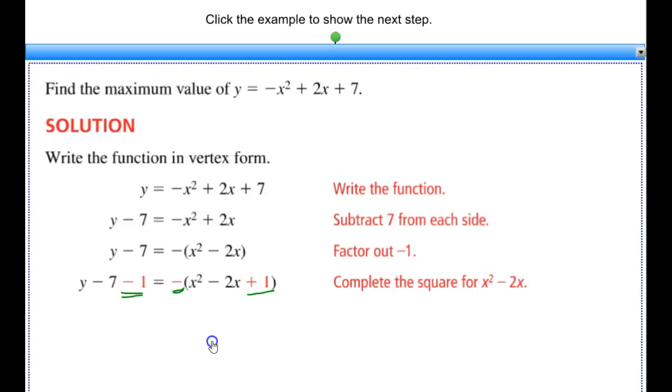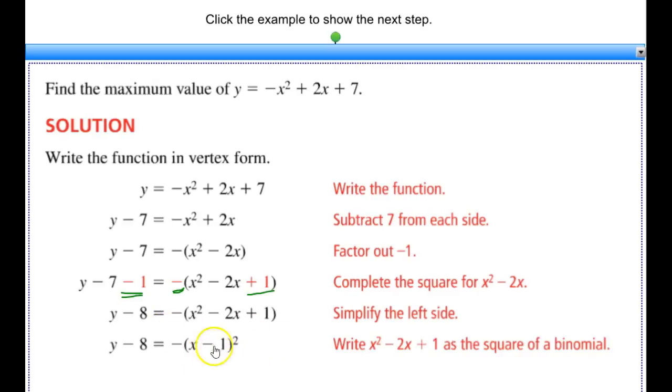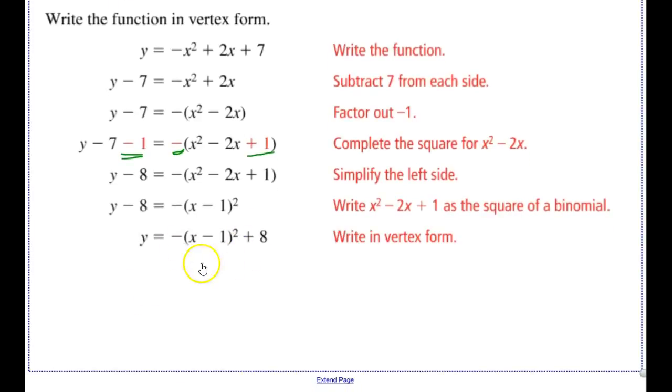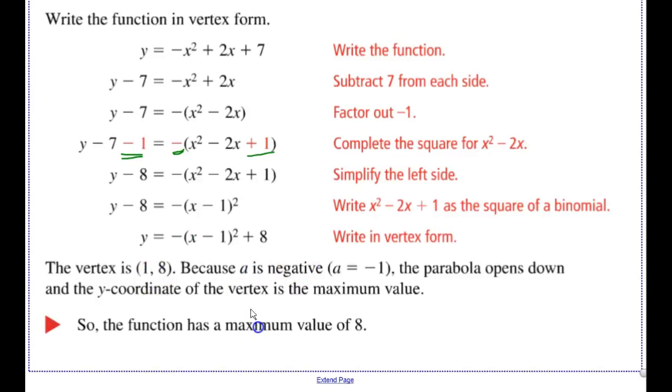Don't lose those negatives. So now I can simplify the left side, and then I go ahead and I factor my right side. So I have a negative out front times x minus 1 squared. And now that I have this, I can get my y by itself by adding 8 to both sides. So now I'm in vertex form. And again, my a value is negative, so I know that it opens down. And I see that my vertex is at 1, 8. So my maximum value is going to be that 8.